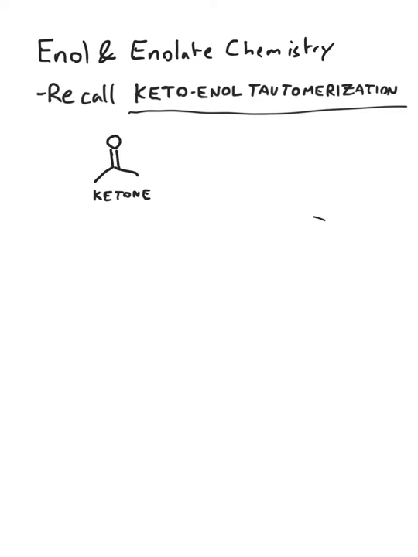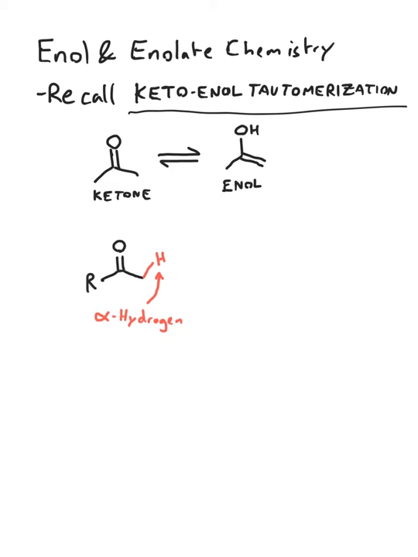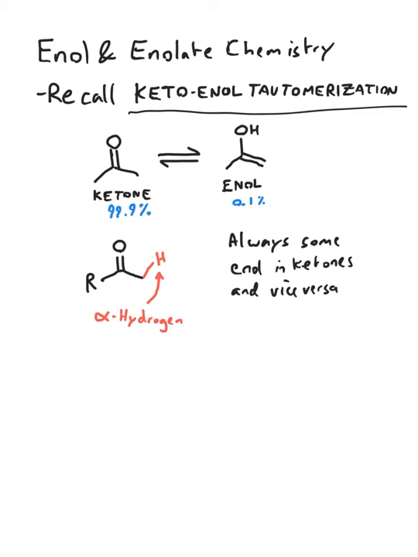This video is about enol and enolate chemistry. Recall the keto-enol tautomerization, where a ketone would convert into an enol. The only requirements for this to occur are to have a carbonyl and an alpha hydrogen available on the carbon next to the carbonyl. There's always some enol in ketones and vice versa, but know that the ketone is way more favored than the enol, so usually the ratio is like 99.9 to 0.1.